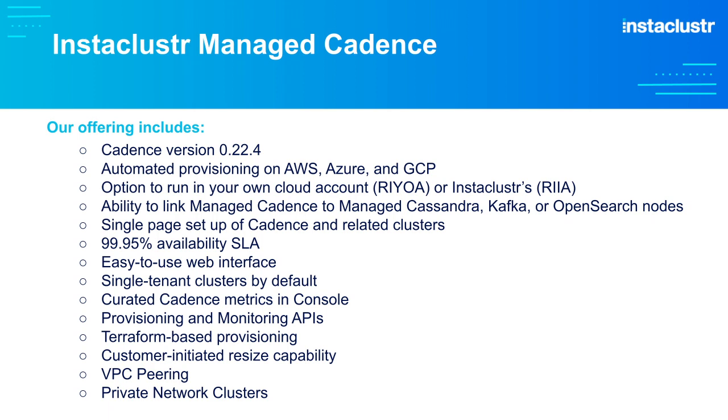Instaclustr's Cadence is now in GA and has the key features that are common across Instaclustr's offering, including automated provisioning, built-in monitoring, and support for AWS, Azure and GCP. In addition, we have a full roadmap of additional features planned over the coming months. Our Cadence offering utilizes our proven Cassandra, Kafka and OpenSearch offerings to give you a full production-ready architecture out of the box. The complete Cadence solution is covered by a 99.95% availability SLA.